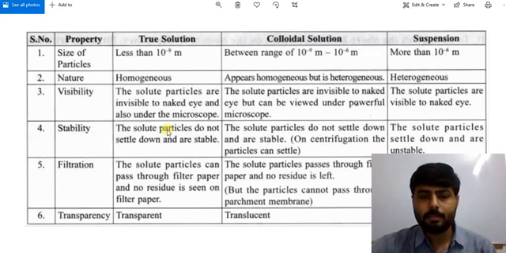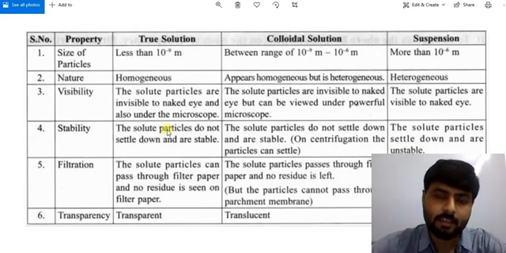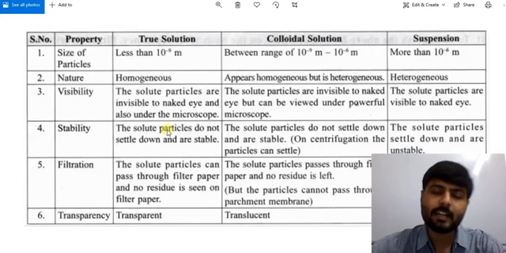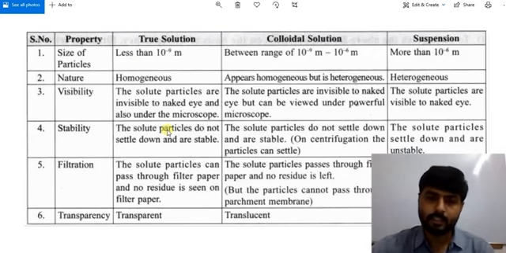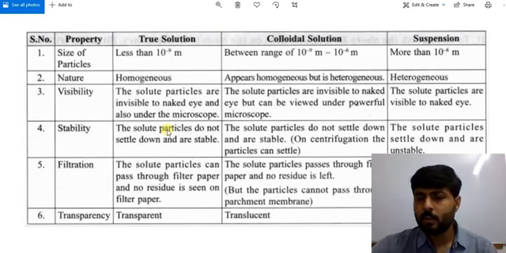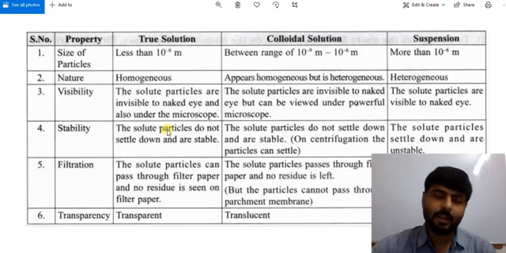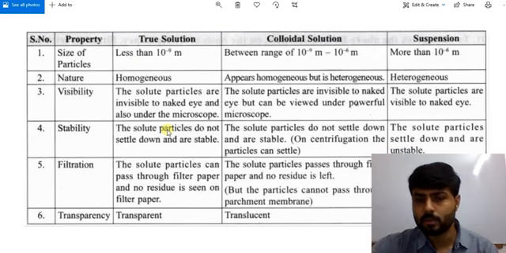After that we have the next comparison point, stability, which means whether the given mixture remains stable or not. In properties, we have seen that the solute particles do not settle down and are stable, which means the solution is stable. In colloidal solution also, particles do not settle down, which means colloidal solution is also quite stable.